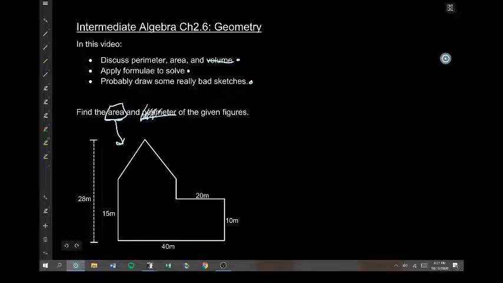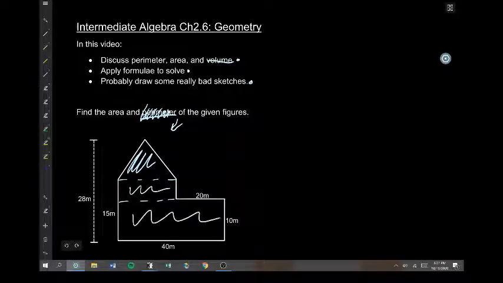I can't actually do the perimeter of this shape because I have no way of knowing what these two lengths are. But everything else I can work with. I'm going to find the area of this shape. The best way to do that is to think of it as separate shapes. It has a triangle here, a small rectangle here, and a big rectangle here. I'm going to think of this in three separate categories: triangle, small rectangle, big rectangle. And I'm going to structure my work in that fashion.